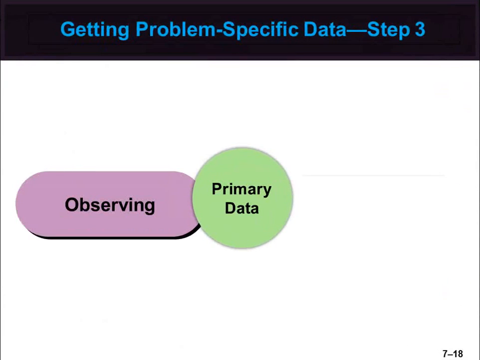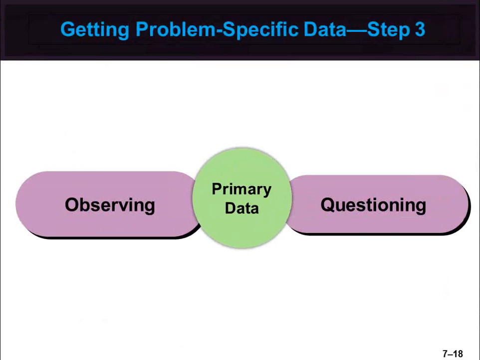In getting problem-specific data, marketers collect primary data that is customized to their unique needs. In most cases, researchers try to learn what customers think about a particular topic, or they try to see how they behave under certain conditions. There are two basic methods of collecting primary data: observing and questioning. It can range from qualitative to quantitative research.